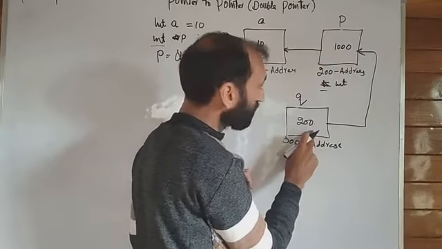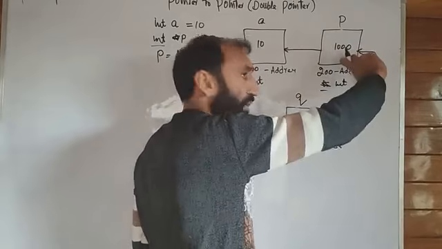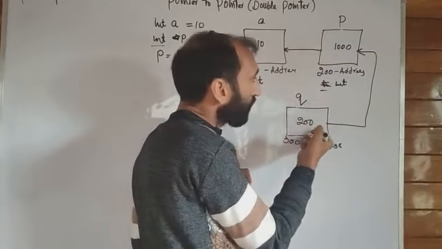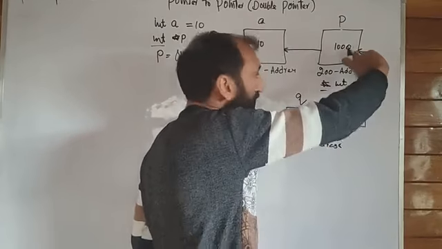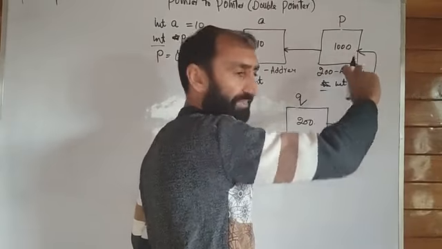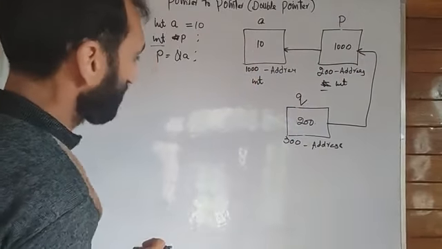Q is also a pointer. It points to another pointer. That means this pointer stores the address of another pointer. That is called a double pointer.